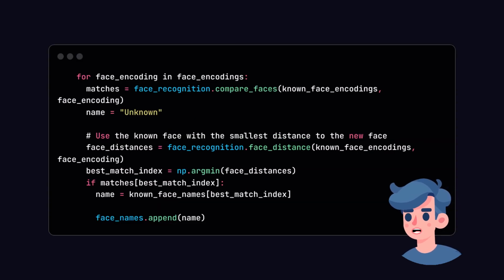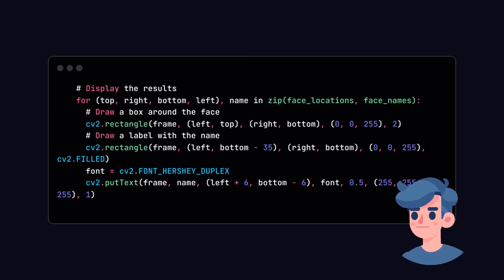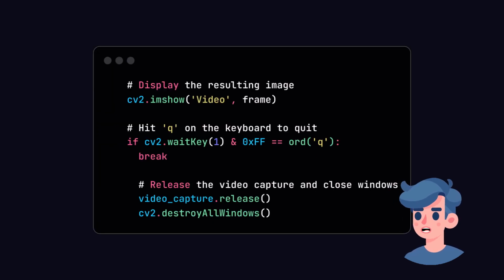For each face found in the frame, we'll compare it with our known face encodings and find out who it matches. After recognizing the faces, we need to provide feedback by displaying the recognized names on the video feed. Finally, we'll display the video feed with the recognized names and provide an option to quit the loop safely. With this script, we've created a basic facial recognition system.